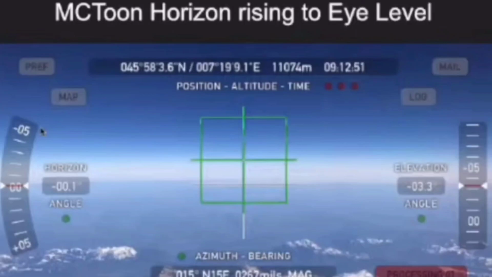But thirdly, let's look at his so-called proof. So he claims that this horizon matches a globe perfectly at this altitude with a 3.3 degree angle. So on the right it says elevation angle and it's 3.3. But if you look over to the left, it says the horizon angle is 0.1. So this hazy horizon is 0.1 or 1/10 of a degree off from horizontal.